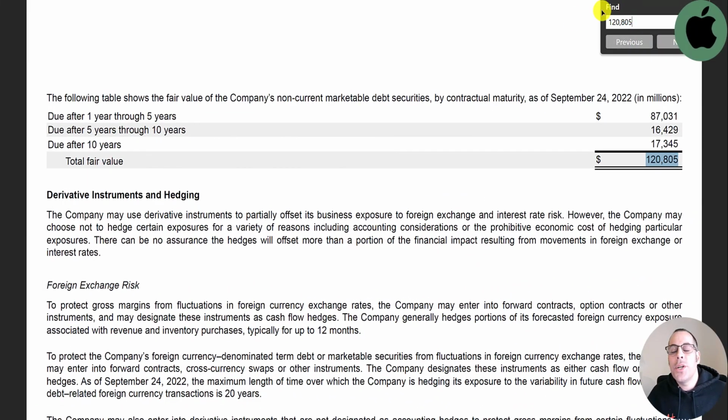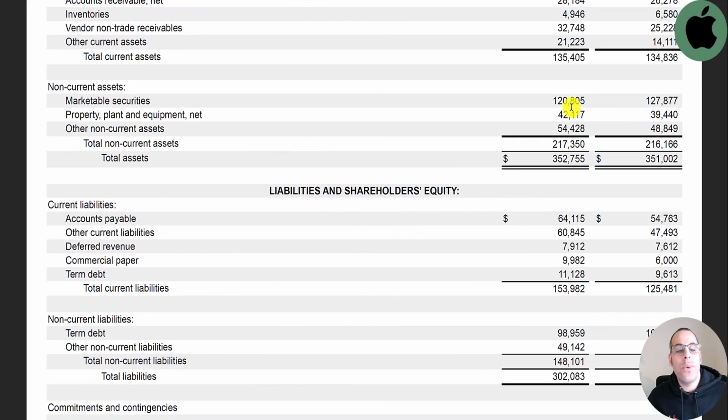If we continue searching this dollar amount, 120,805, we can see $87 billion is due after 1 year, but before 5 years. $16 billion is due from 5 to 10 years, and $17 billion is due after 10 years. So if they bought 20-year debt, it would show up in after 10 years. But if they bought 20-year debt 18 years ago, that dollar amount would show up in the 1 to 5 years. Then they have $42 billion of PP&E, property, plant, and equipment.